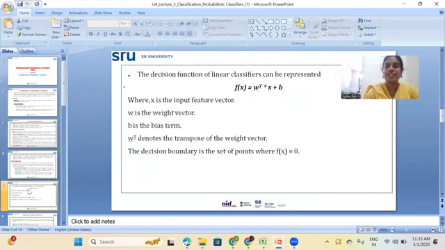Here for the decision classifiers, we can represent the formula f(x) = w^T x + b, where x is the input feature vector, w is the weight vector, b is the bias term, and w^T denotes the transpose of the weight vector. The decision boundary is a set of points where f(x) = 0. This is a formula for a linear classifier.